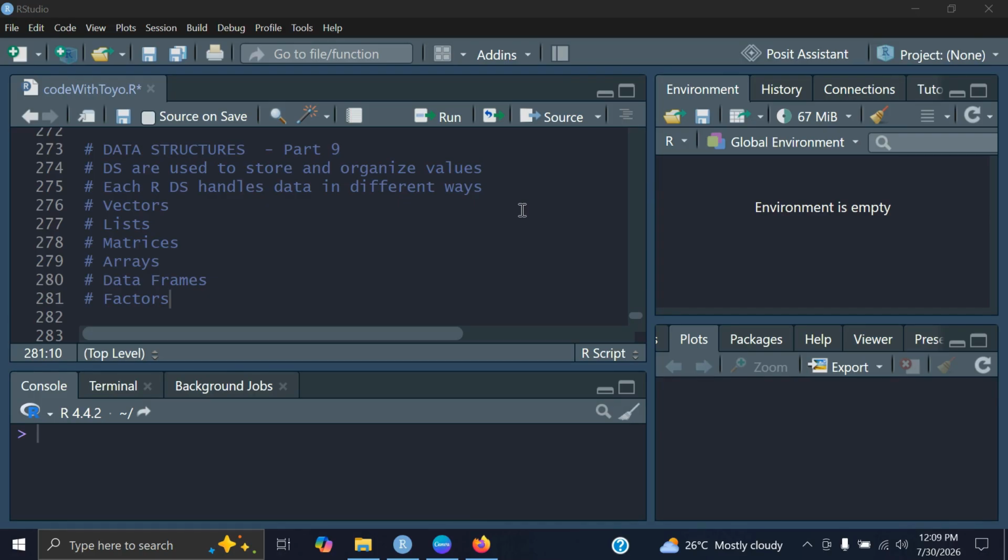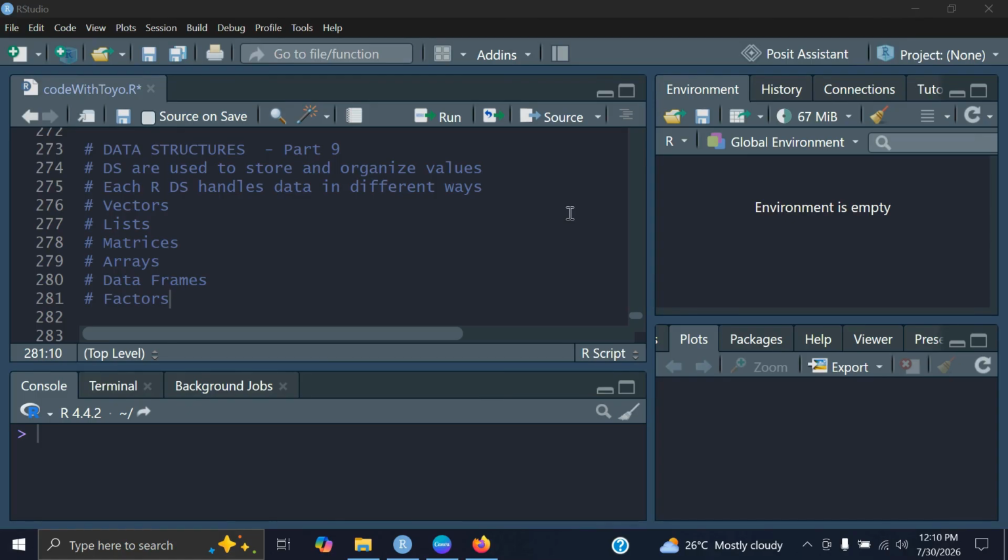Most of the times, data types are the representation of the values, while the structure is how you organize them, how you put them together, and how your R is going to relate with them. So each of the data structures in R handles data in different ways. Each one again handles data in a different way.